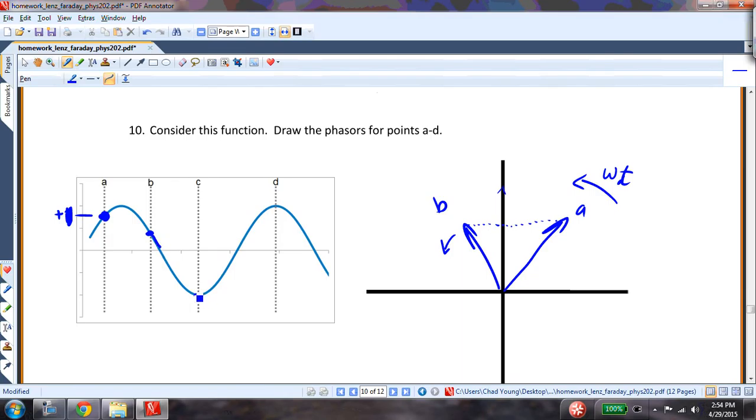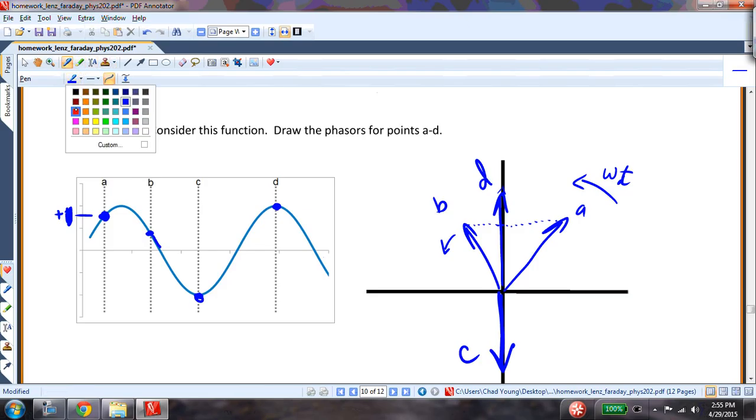Now C has a negative y component at its maximum. That means that C is going to be right here. It is on the negative y-axis, negative because this is in the negative part of the function. And then D over here, the y component is positive, so it's going to be in this direction. So this is D.